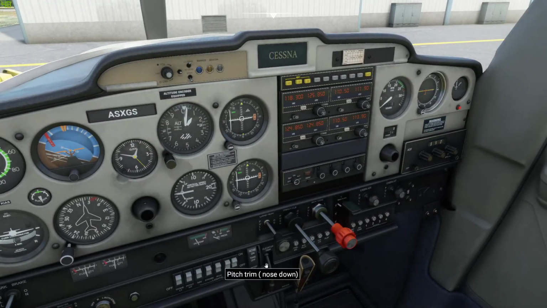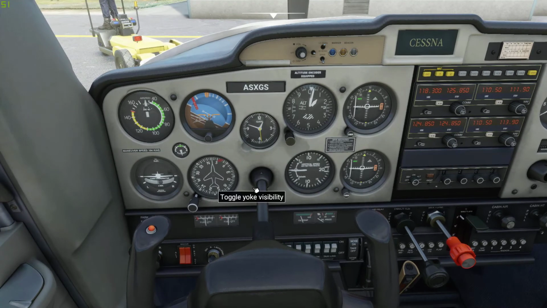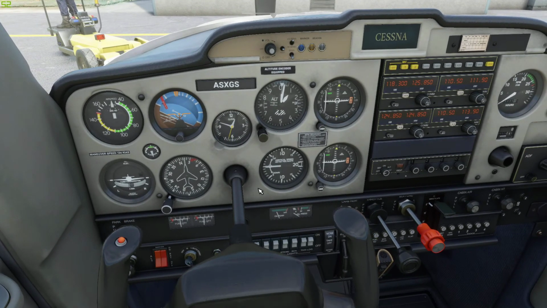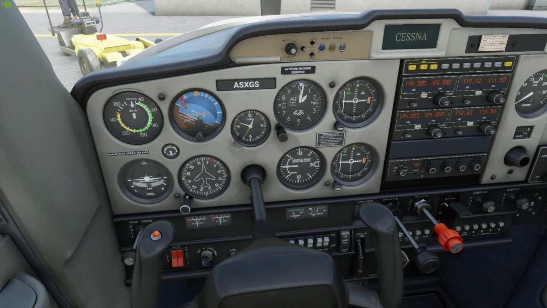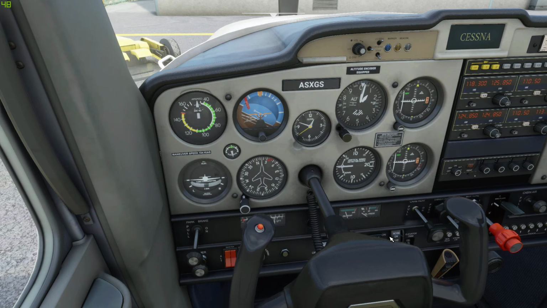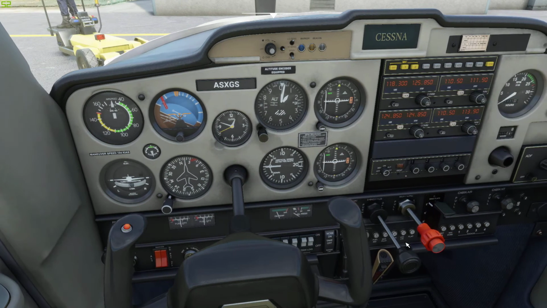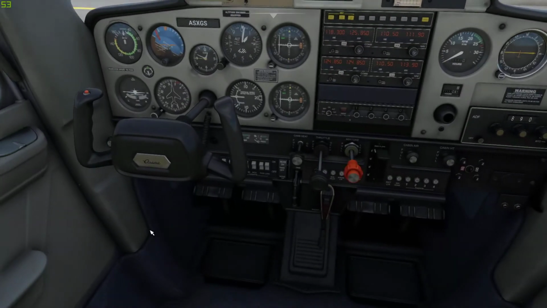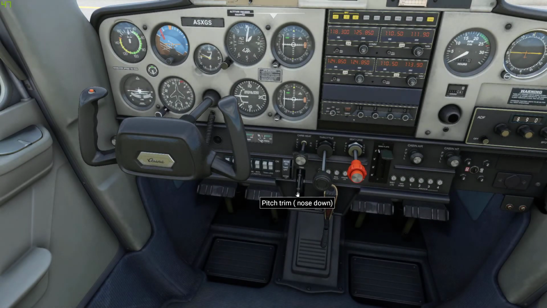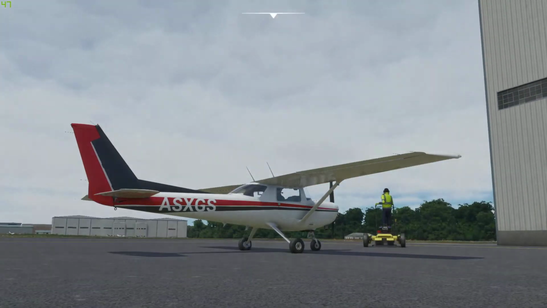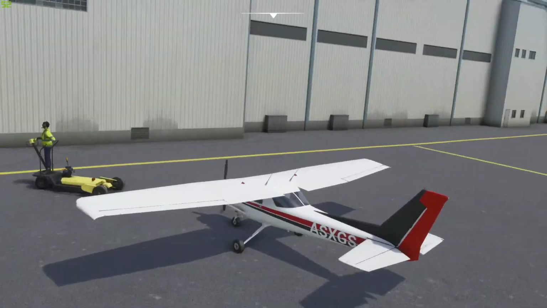So if we're cruising, and the way we cruise is we have to have a little bit of back pressure, it's kind of hard to keep holding that back pressure all the time, because it's tiring. So you can give it some trim, and then you can just relax your yoke, and since the elevator is kind of moved up prematurely, it'll maintain level flight easier. And you can move that down if you want. Now you can see the trim tab is moved down. I think that's actually about it.